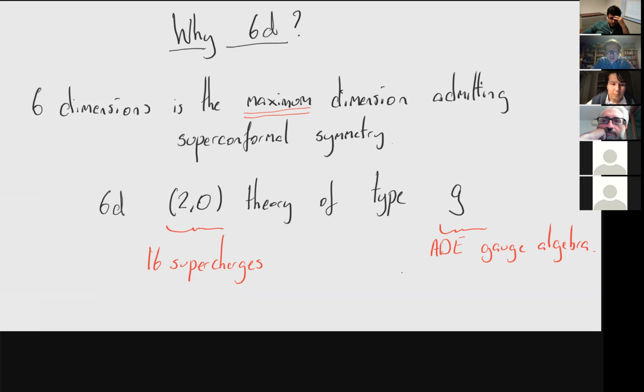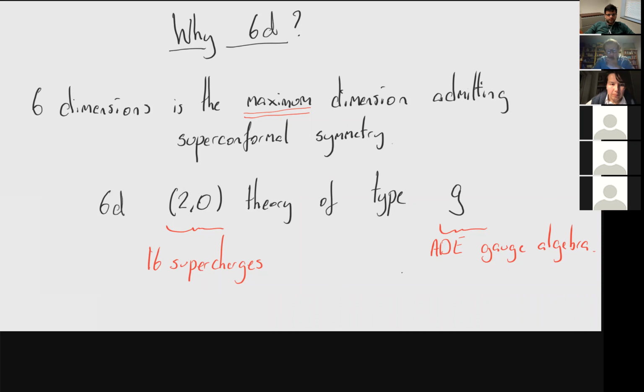It's not really a gauge algebra of the theory, but it's an ADE classification of these kinds of theories. So that means that there are 2 infinite series corresponding to the A and D series, and then there are 3 exceptional cases corresponding to the E6, E7, E8 gauge theories. And we'll see why that's important later on.